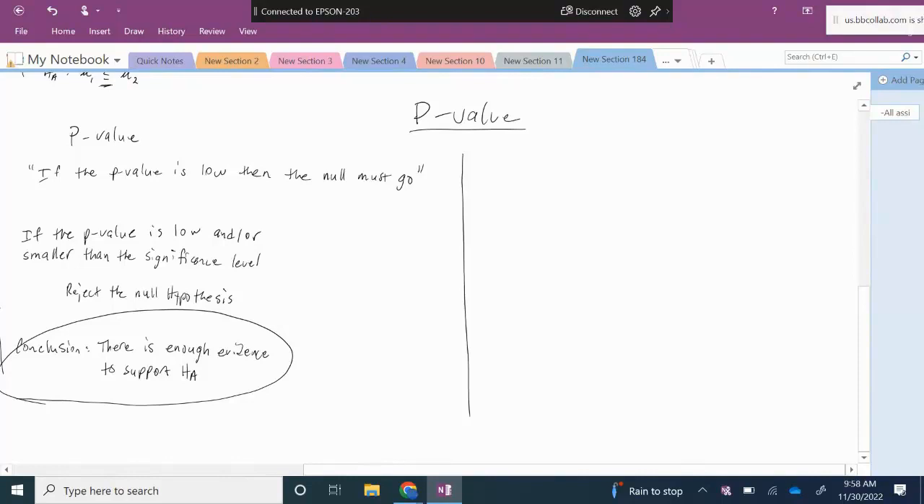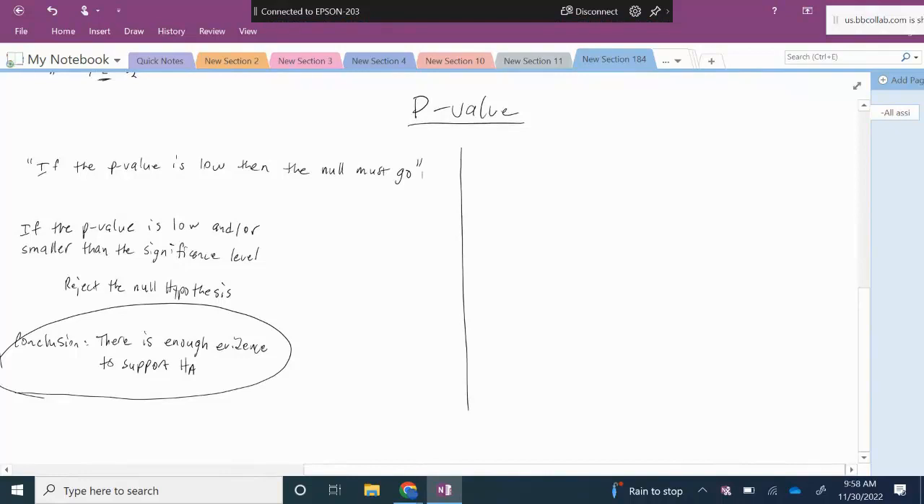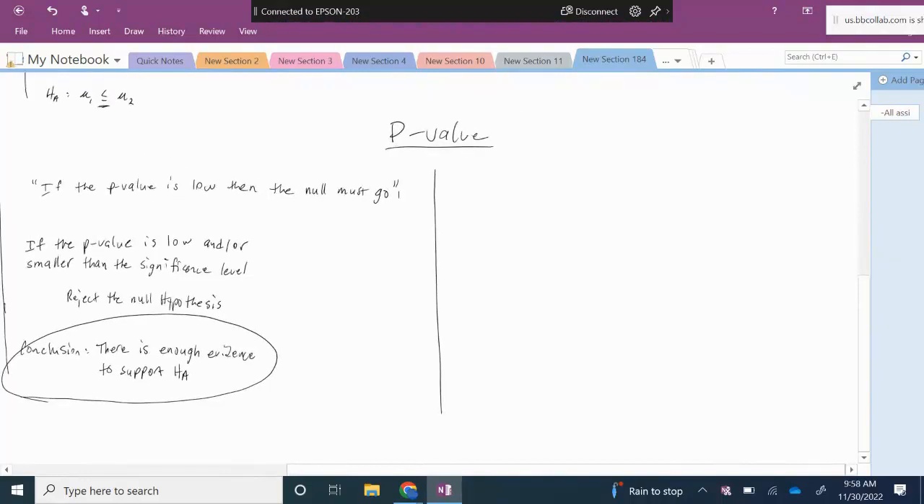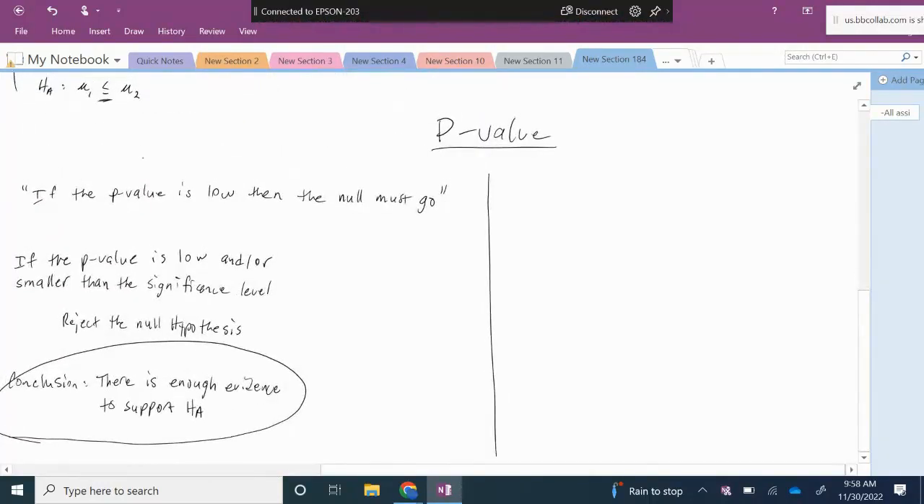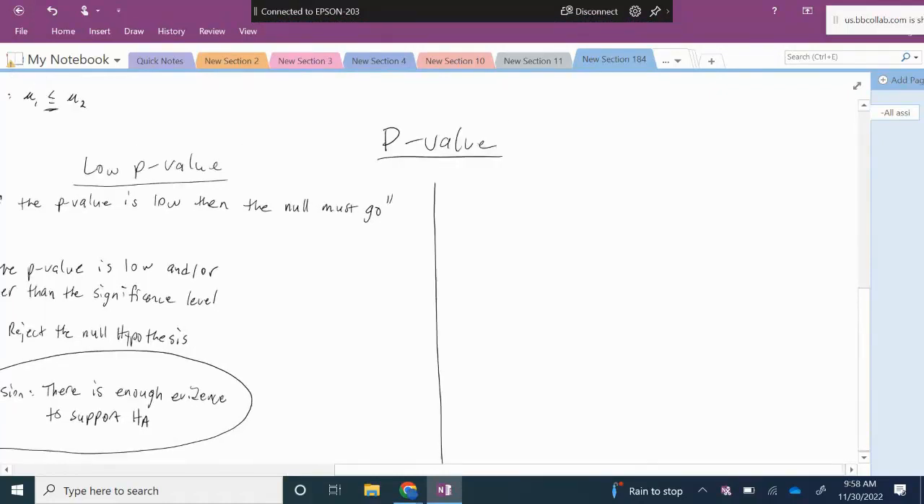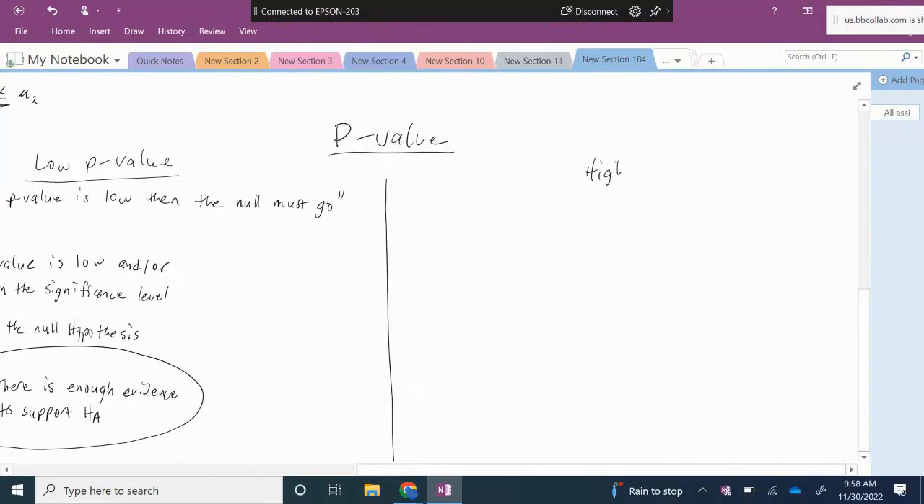Okay, let me just move this over. All right, and then this is the second interpretation you may have. So this side is for a low p-value. And over here, we're dealing with a high p-value. Right? So if you have a high p-value, you're going to fail to reject the null hypothesis.